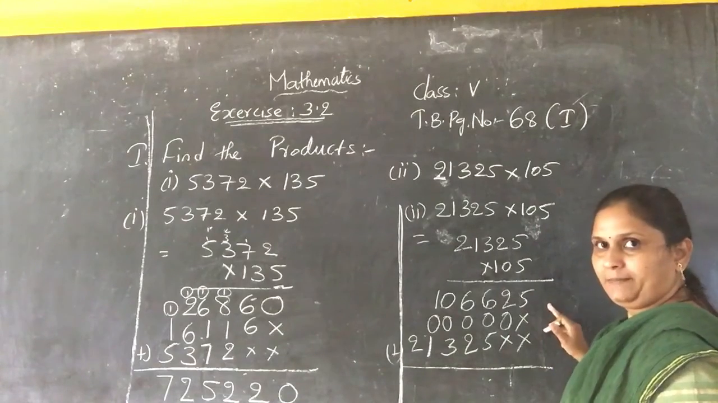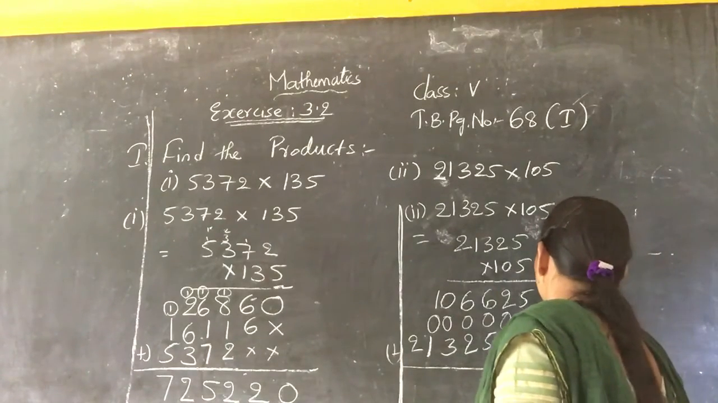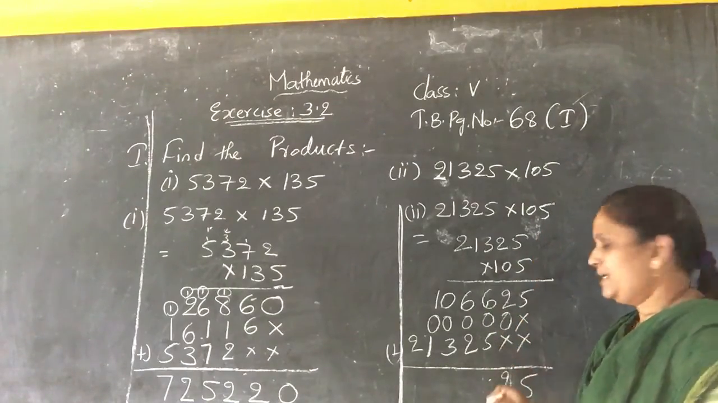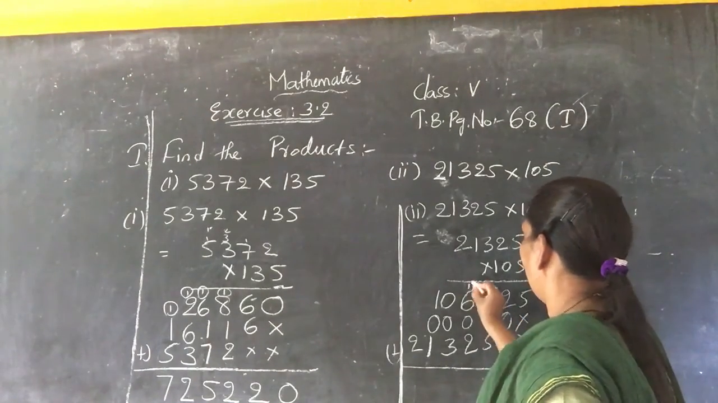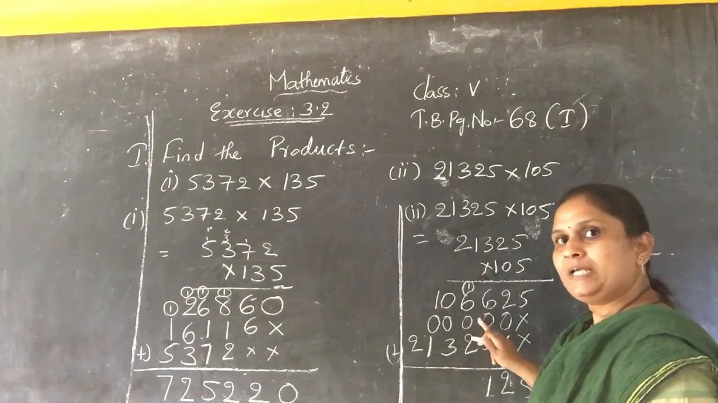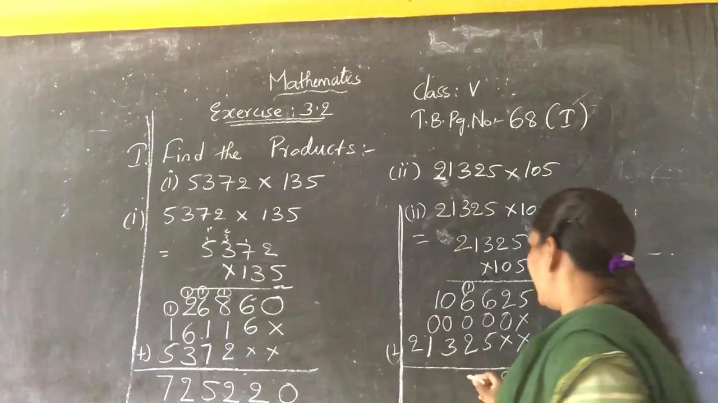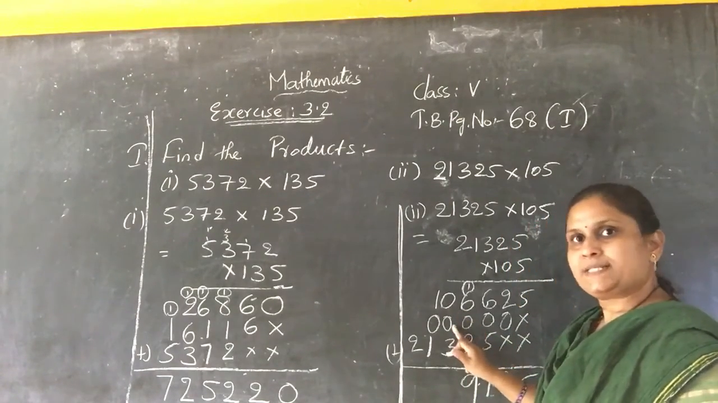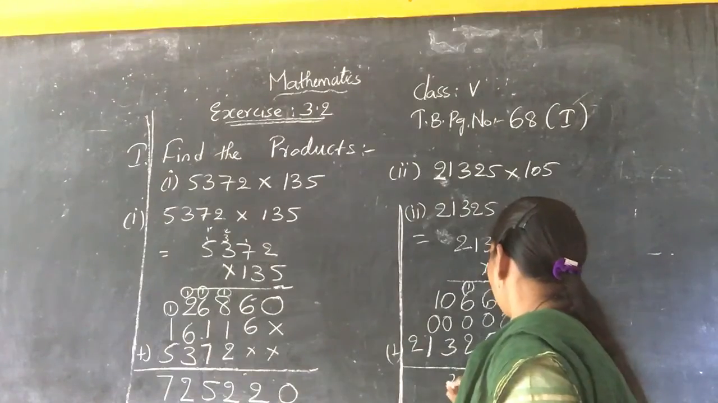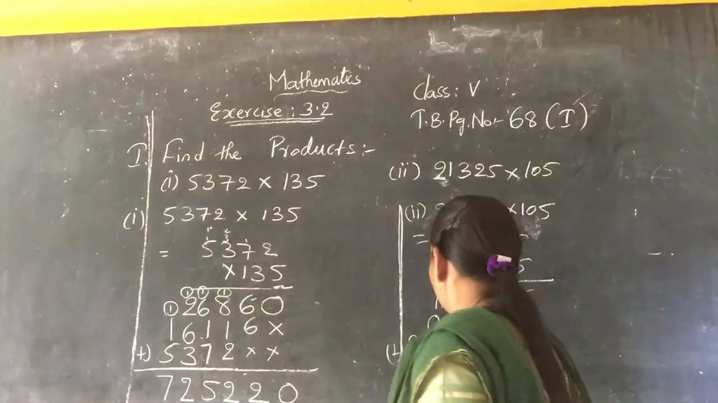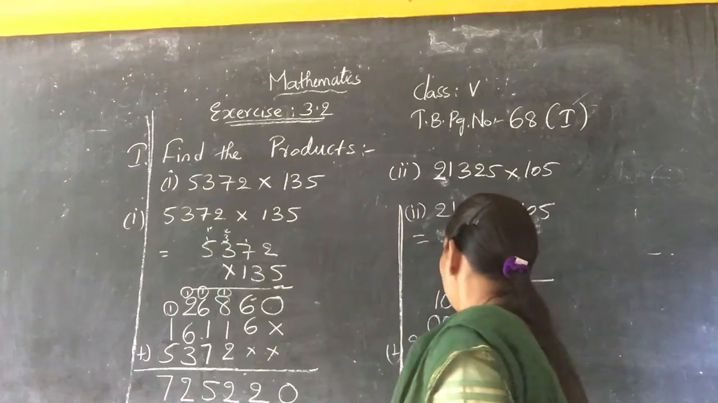5, no number to add, so directly write 5. 2 plus 0, 2. 6 plus 5, 11. 1 carry forward. 1 plus 6 is equal to 7. 7 plus 0, 7. 7 plus 2, 9. Next, 0 plus 0, 0. 0 plus 3, 3. 1 plus 0, 1. 1 plus 1, 2. And directly 2.